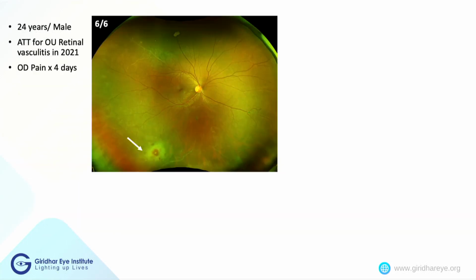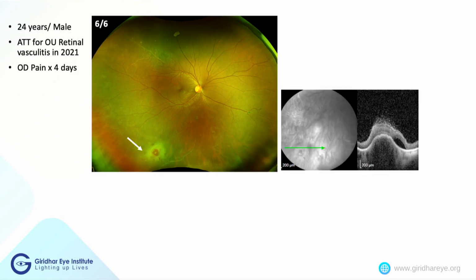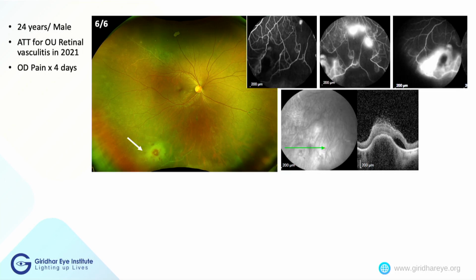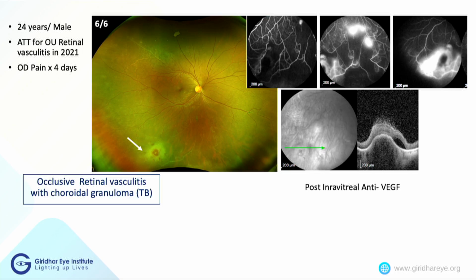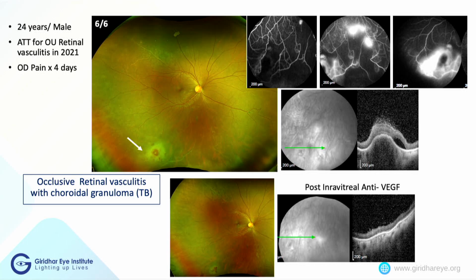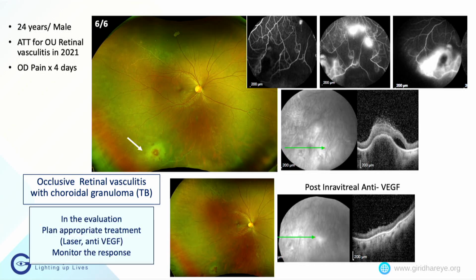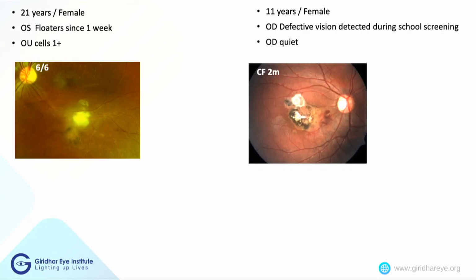One more patient of TB retinal vasculitis had a yellowish lesion inferiorly which looked quite elevated, and we could really make it out only with the help of the OCT. And again, FFA showed the capillary non-perfusion, NVE, and the granuloma. So here we modified the treatment and gave an intravitreal anti-VEGF, and we can see the beautiful response post-injection. So extremely useful in retinal vasculitis, in the evaluation, in planning treatment, and in follow-up.